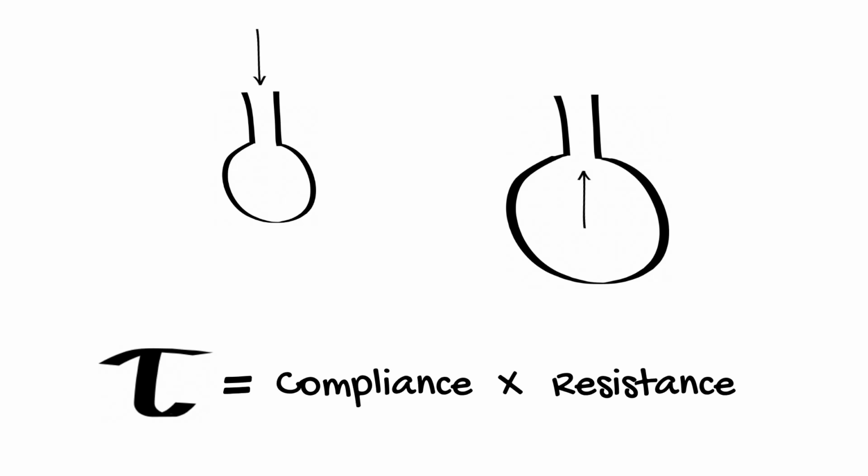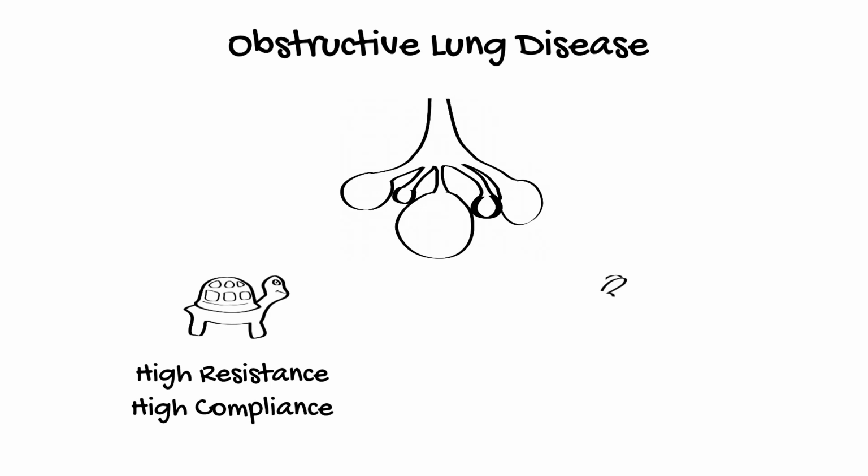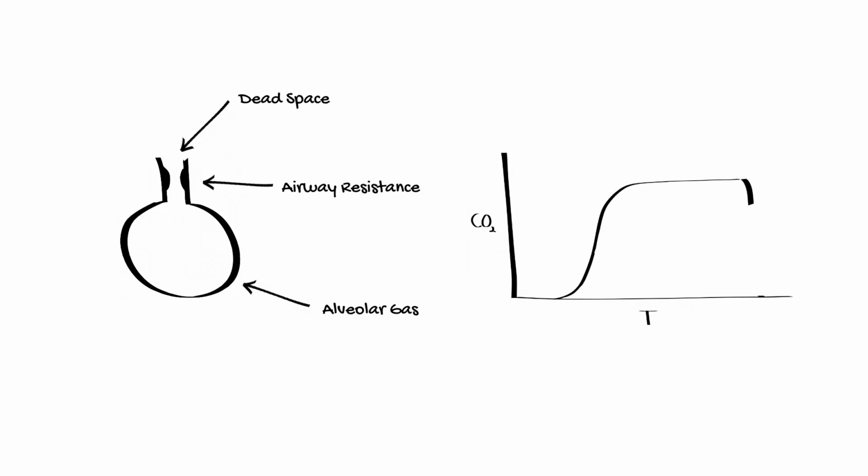If all alveoli had the same time constants, they would fill and empty at exactly the same rate. In healthy people, time constants are remarkably similar. However, in obstructive lung disease, particularly COPD, there is heterogeneity of compliance and resistance in alveolar units, leading to wide variation in time constants. So different parts of the lung are filling and emptying at very different rates. In obstructive lung disease, the increased airway resistance delays the transition from dead space to alveolar gas, which reduces the slope of phase 2 on the capnography curve.